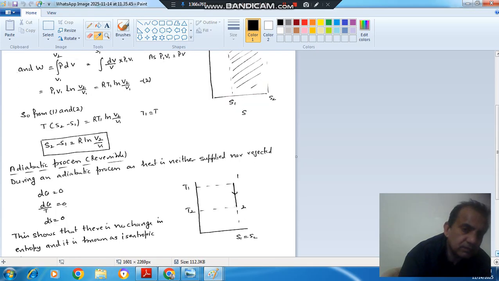Next process is adiabatic process, or we can say reversible adiabatic process. In a reversible adiabatic process, we already studied that it is an isentropic process because dQ is 0. So it means dQ by T is also 0. So dS is 0. So there is no entropy change. It is shown as a vertical line on the T-S diagram.